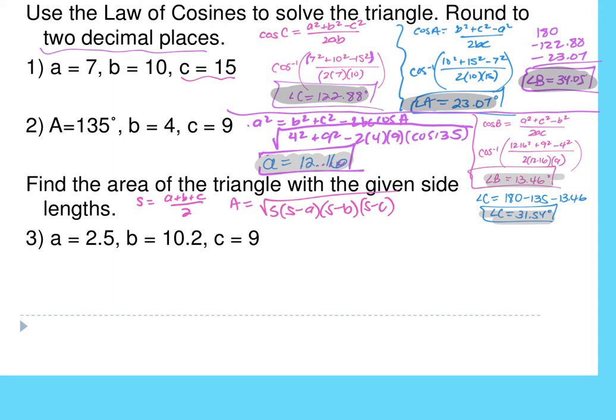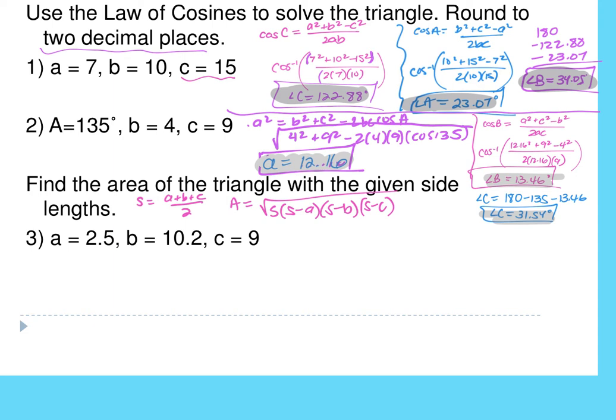When would we use another area formula? When you get 2 sides and the angle. So if you get side angle side, you use the one that was in 6-1, 1/2 AB sine of C, that one. It's on the quiz review.